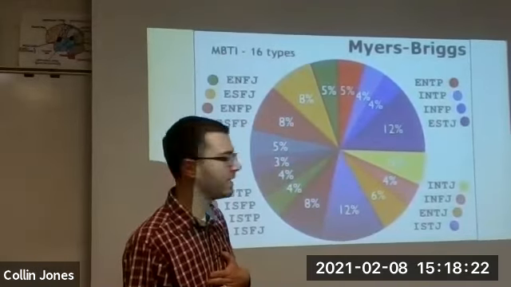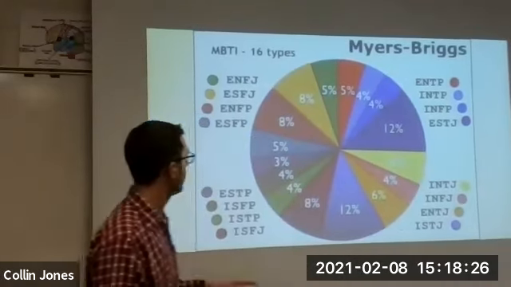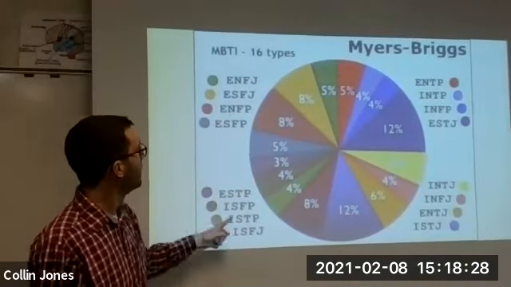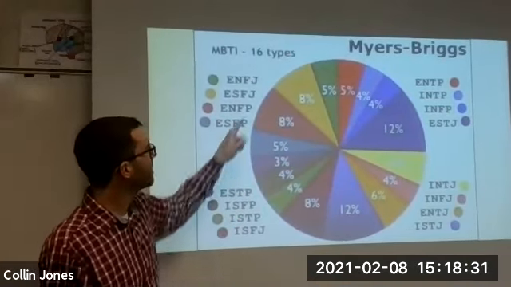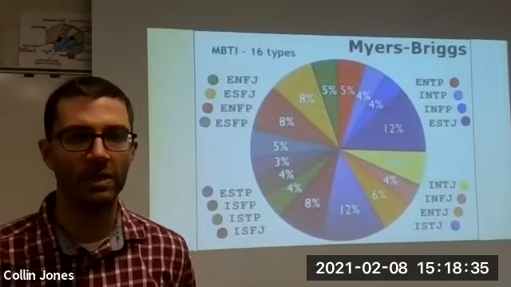I'm an INTJ. So the first letter is either I or E. The second letter is either N or S. The third letter is either T or F. And the last letter is either P or J. And I'll talk more about those in class, what all the different letters stand for, and give you some examples.